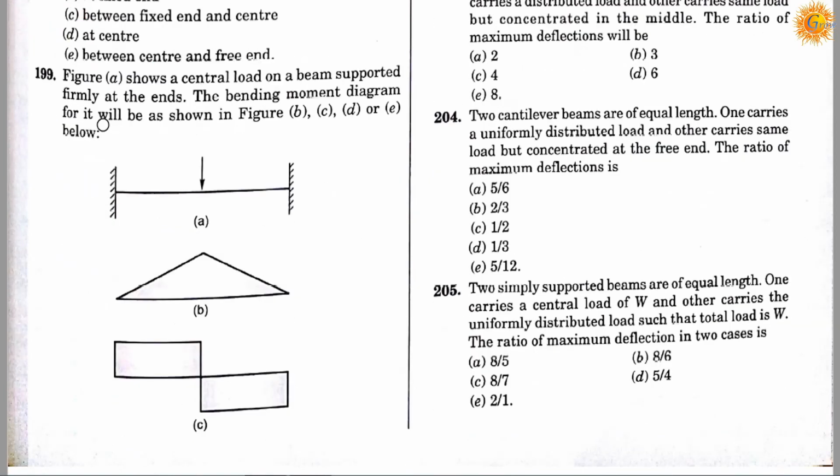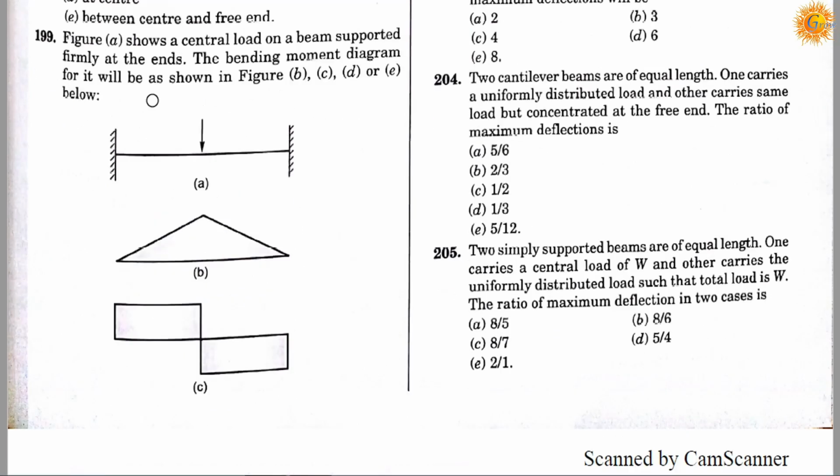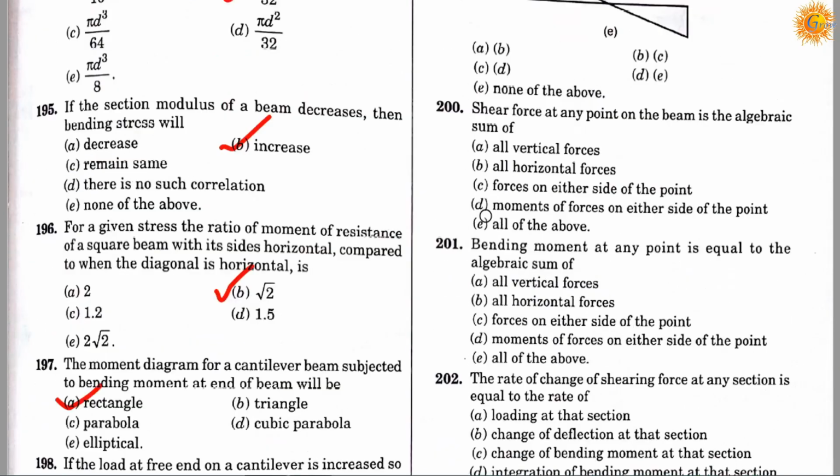Question number 199. Figure A shows a center load on a beam supported firmly at the ends. The bending moment diagram for it will be as shown in figure B, C, D or E below. Okay, because figure A belongs to the beam and its load. So option A, that diagram shows the bending moment diagram. And okay, I'm reading the options.